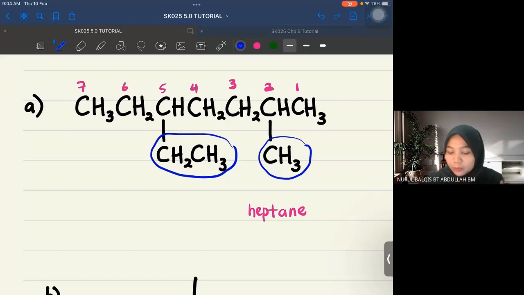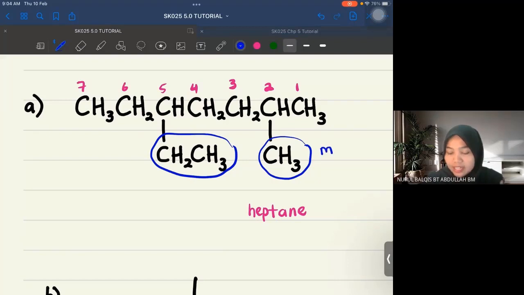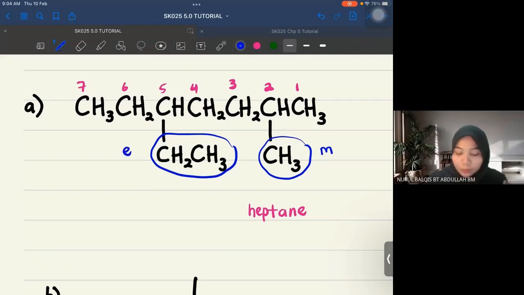On carbon number 2, what is the name of our substituents? Methyl. So they're going to start from M. Okay, at carbon number 5, what is the name of our substituents? Ethyl. So when naming a compound, how are you going to arrange that in a single sentence?